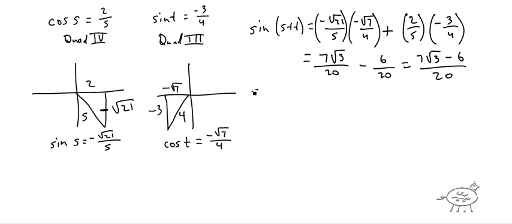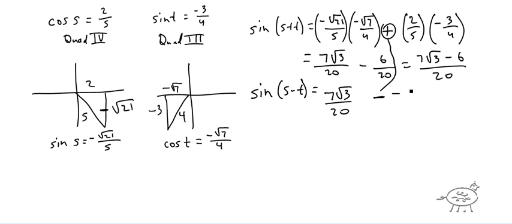Let's do real quickly sine of s minus t. That's actually, everything is the same except for this sign is going to be negative. So it's 7 root 3 over 20. And then it's going to be minus a negative 6 over 20. So it actually turns out to be 7 root 3 plus 6 over 20. And that's the answer to that.